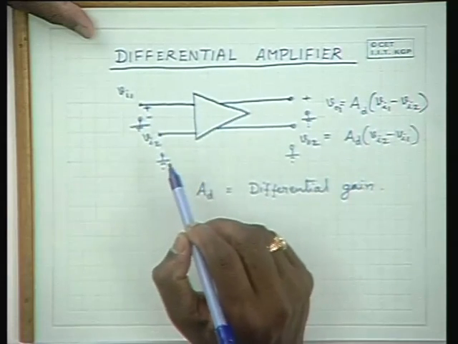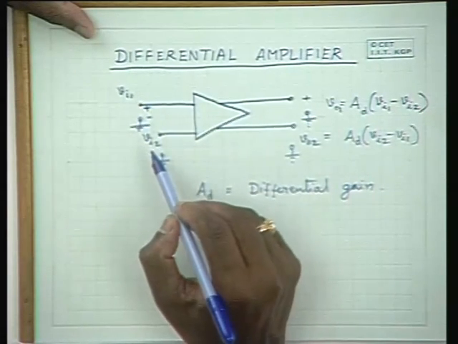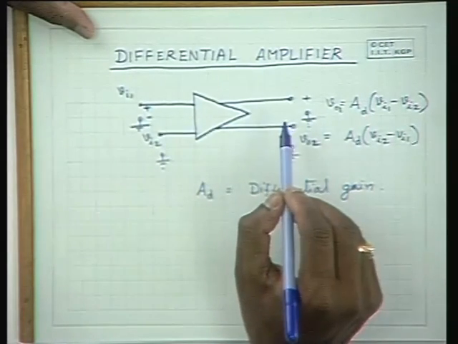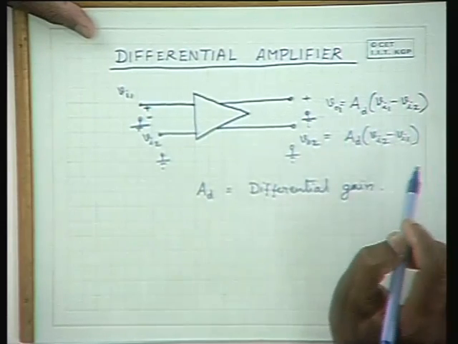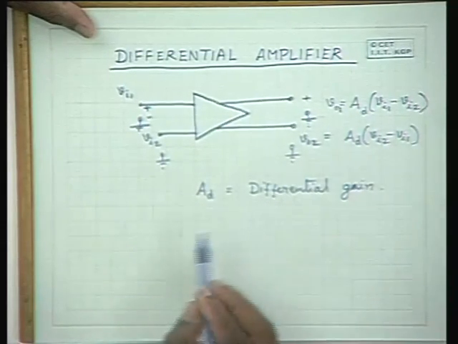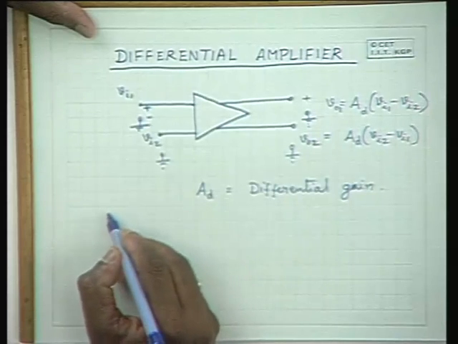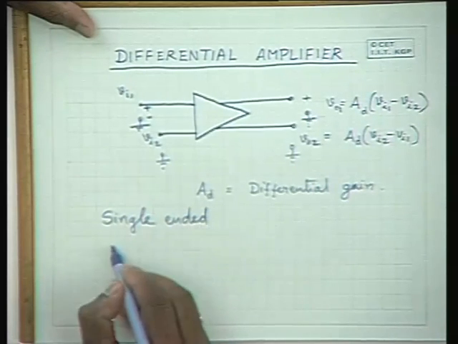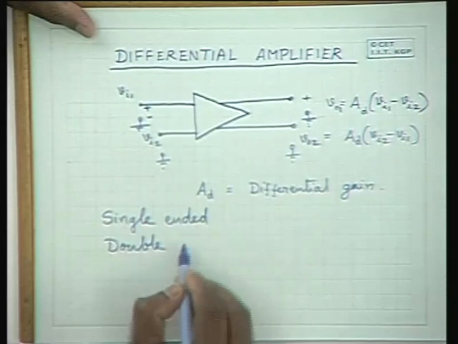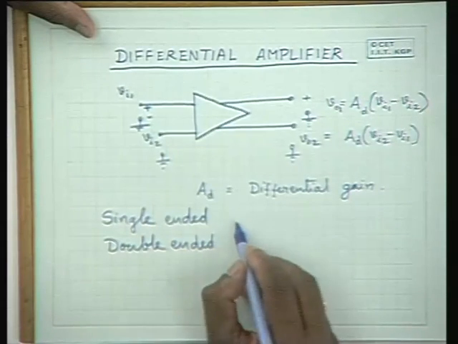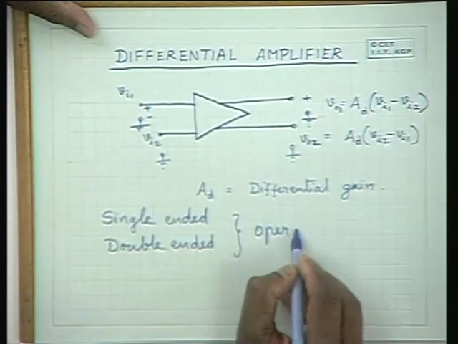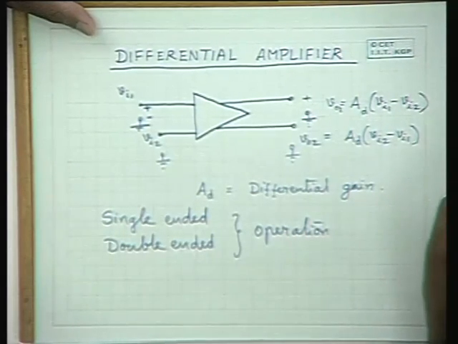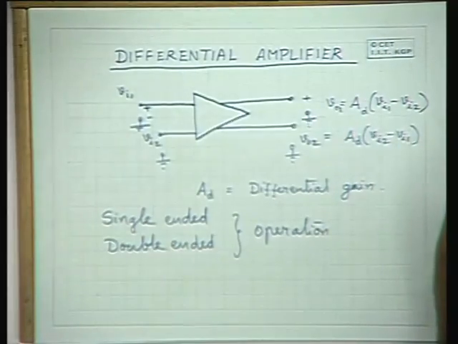In the double-ended operation, on the other hand, you apply Vi1 and Vi2 both, and the difference of these two is amplified and given as the output. So that is known as double-ended operation. Hence, the operation can be single-ended and double-ended. Depending on the application, we may use a differential amplifier as a single-ended amplifier or a double-ended amplifier.